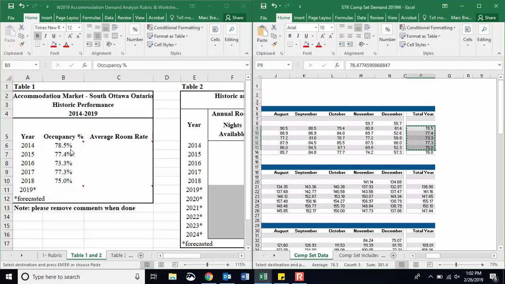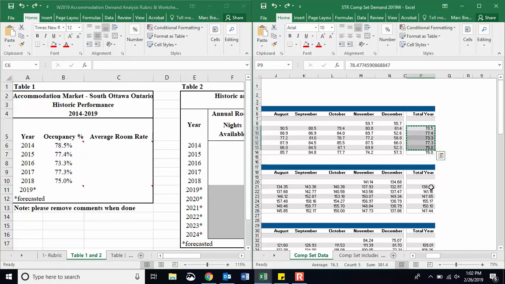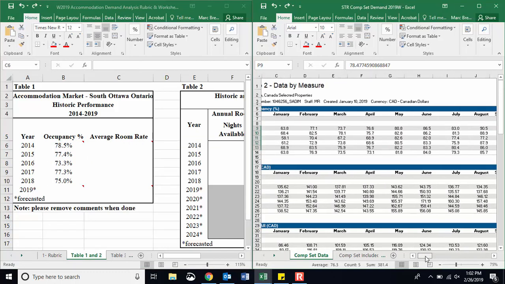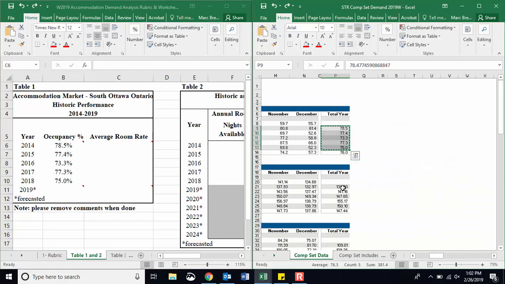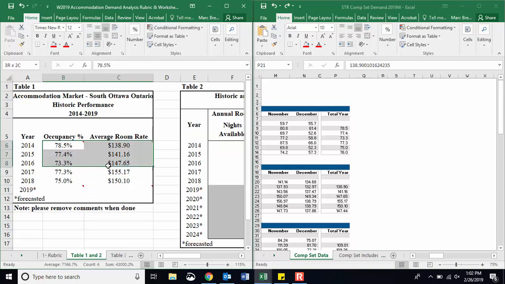Now, some teams copied and pasted this like this. I just went copy and paste. The problem here is that the formatting looks completely off. Remember, this is a professional report, so we're going to keep it like this. For your average rate, let's just make sure I'm doing the right one. Yeah, there you go. So this is 2014: 38.90, 141.16, 147.65, 155.17.